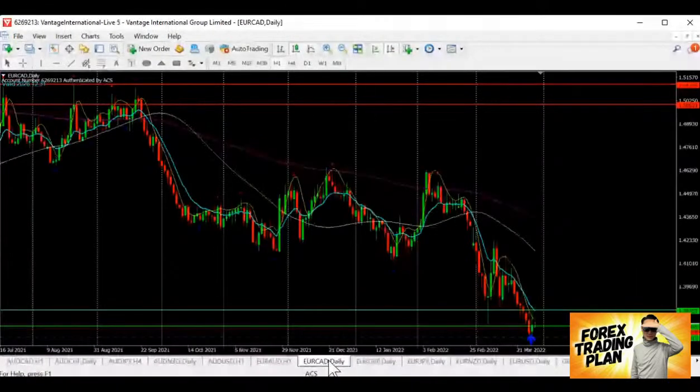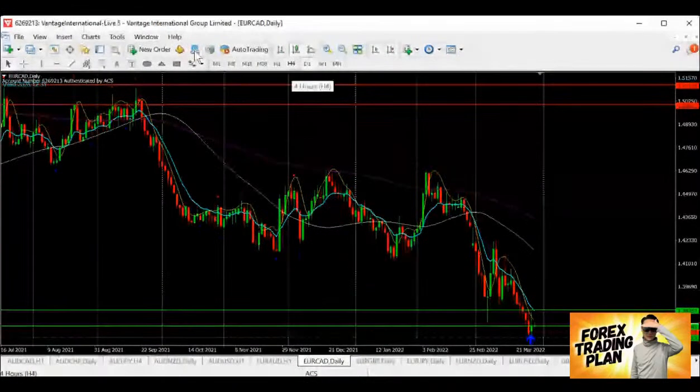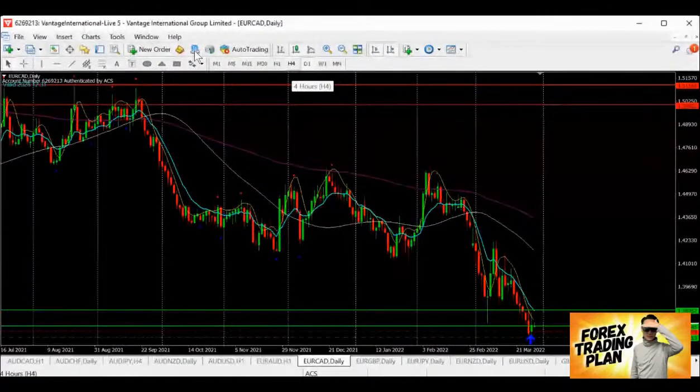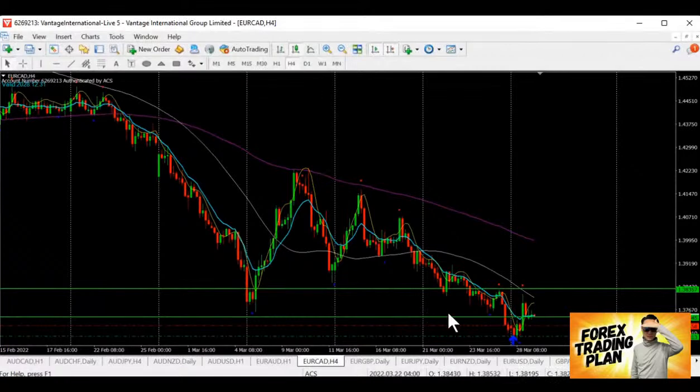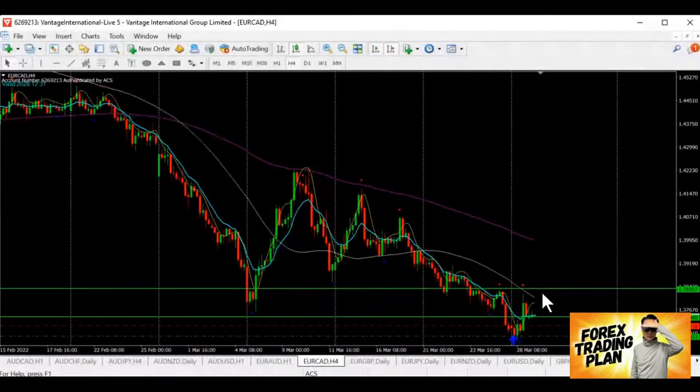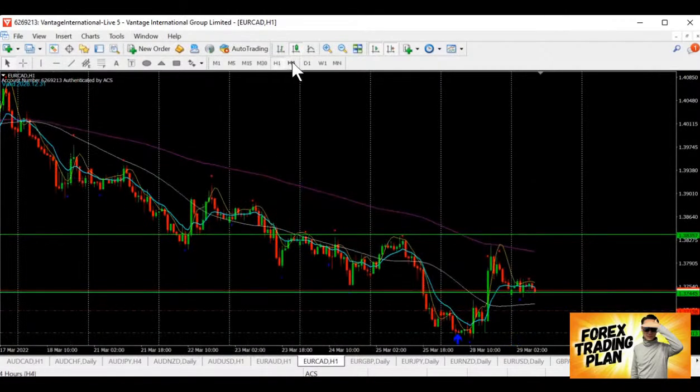Okay, EURJPY today we are setting up a support in the bull zone here. So by looking at this, this is not very ideal for selling. So I'm going to give this a miss as well. EURJPY, I'm not going to chase after this trade.